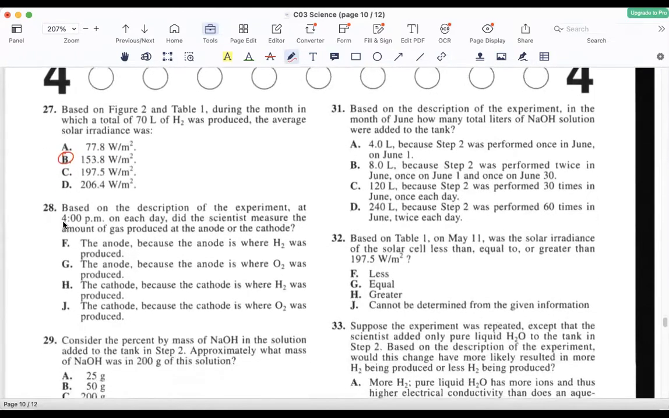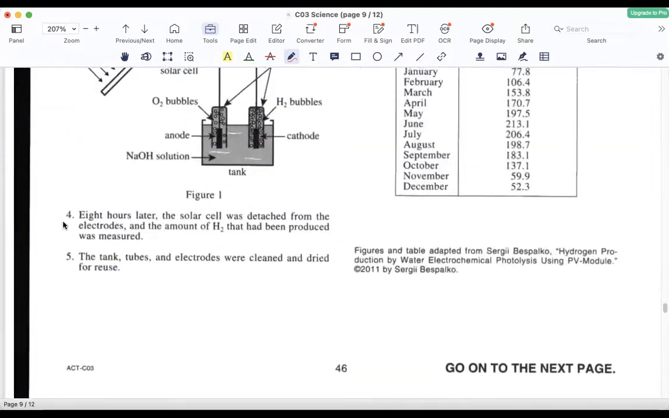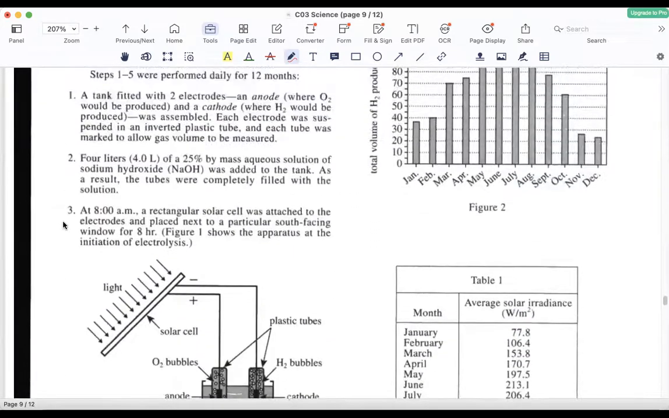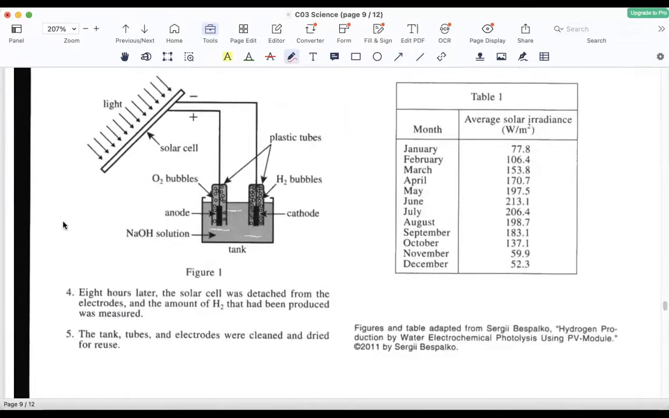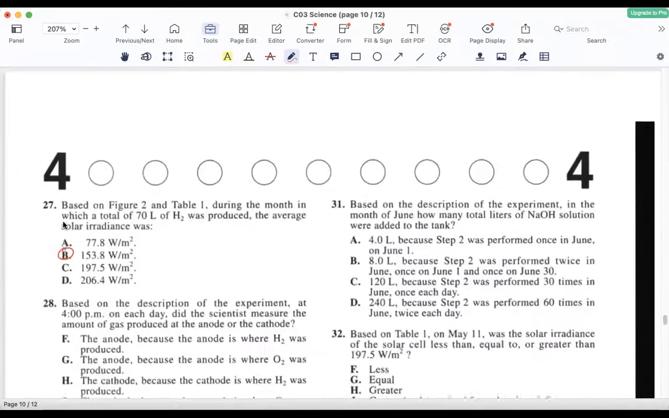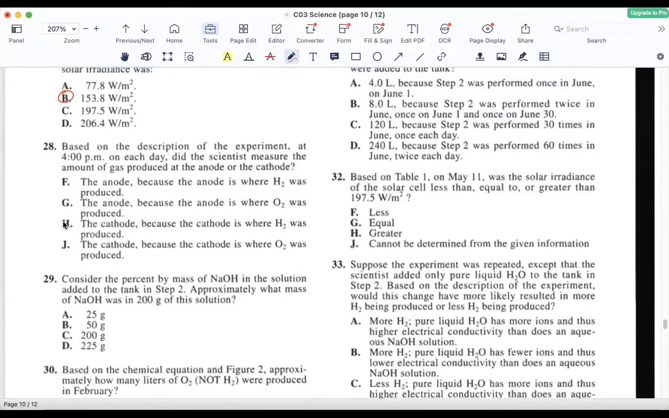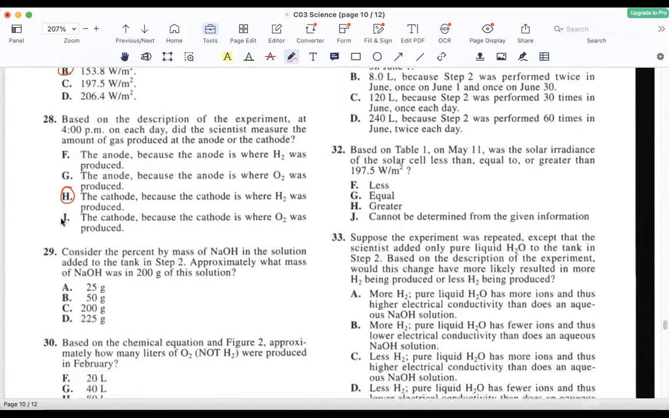Based on the description of the experiment, at 4 p.m. on each day, did the scientists measure the amount of gas produced at the anode or the cathode? So at 4 p.m., because they started at 8, they measured hydrogen, so that was the cathode. The cathode, because the cathode is where the hydrogen was produced.